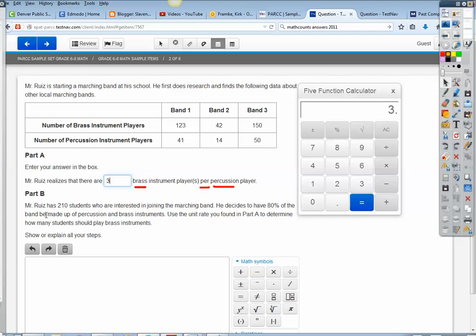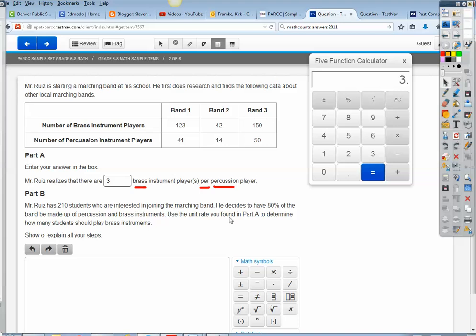Mr. Ruiz has 210 students who are interested in joining a marching band. That is a lot of kids. He decides to have 80% of the band be made up of percussion and brass instruments. I guess the other 20% are baton twirlers. Use the unit rate you found in Part A to determine how many students should play brass instruments. So this one is a little tricky because I'm being asked to show or explain all of my steps.